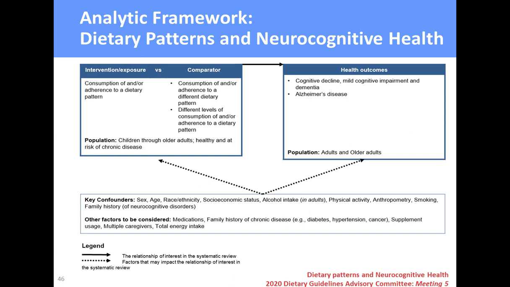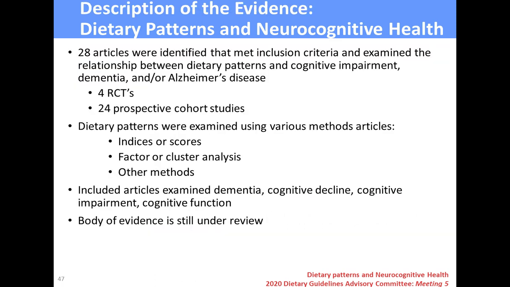So, Barbara, you can go to the next slide, which is the description of the evidence, dietary patterns, and neurocognitive health. 28 articles were identified that met inclusion criteria and examined the relationship between dietary patterns and these outcomes. 4 were randomized controlled trials. 24 were from prospective cohort studies. The dietary patterns examined were various patterns, indices or scores, factor, cluster analysis, and other methods. It included articles that examined dementia, cognitive decline, cognitive impairment, and cognitive function. The body of evidence and the results from these included articles are still under review.